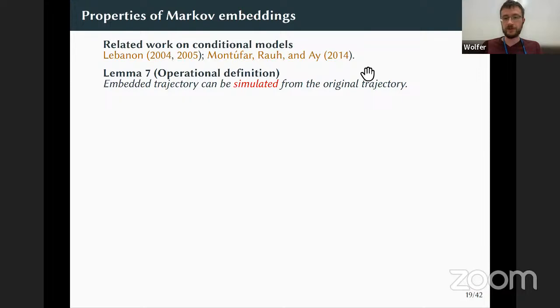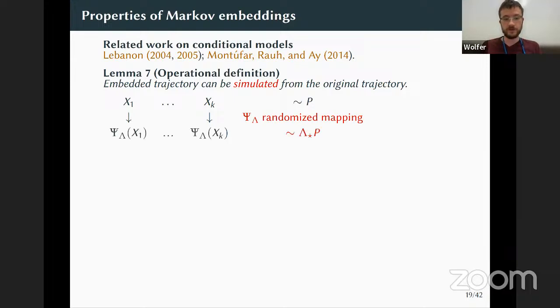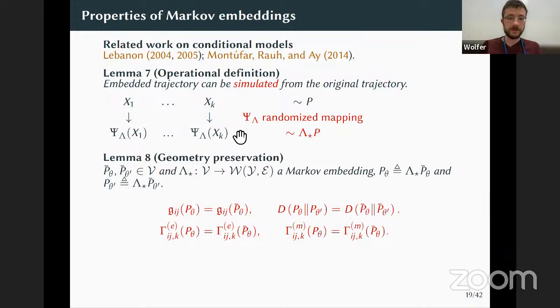One particular property of the Markov embeddings I've discussed now is that the trajectory of an embedded chain can be simulated from the original trajectory. What I mean by that is that if you observe x1 to xk, which is sampled according to P, then there exists a randomized mapping, which we can construct, which gives you a new process when applied on the different observations. And this new process is sampled exactly according to lambda star of P, the pushforward of P. An interesting property is preservation of the Fisher metric, of the dual connection, and of the divergence between 2 points.